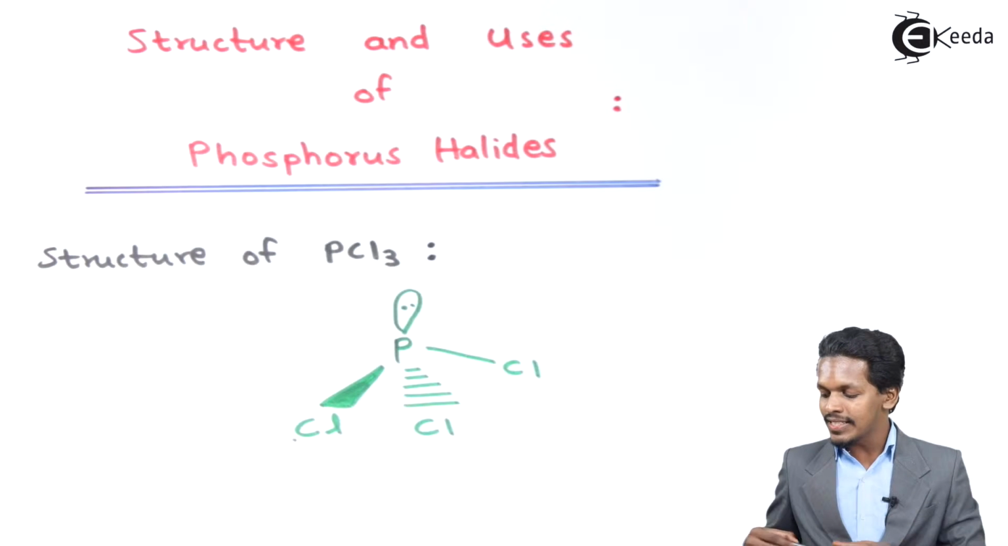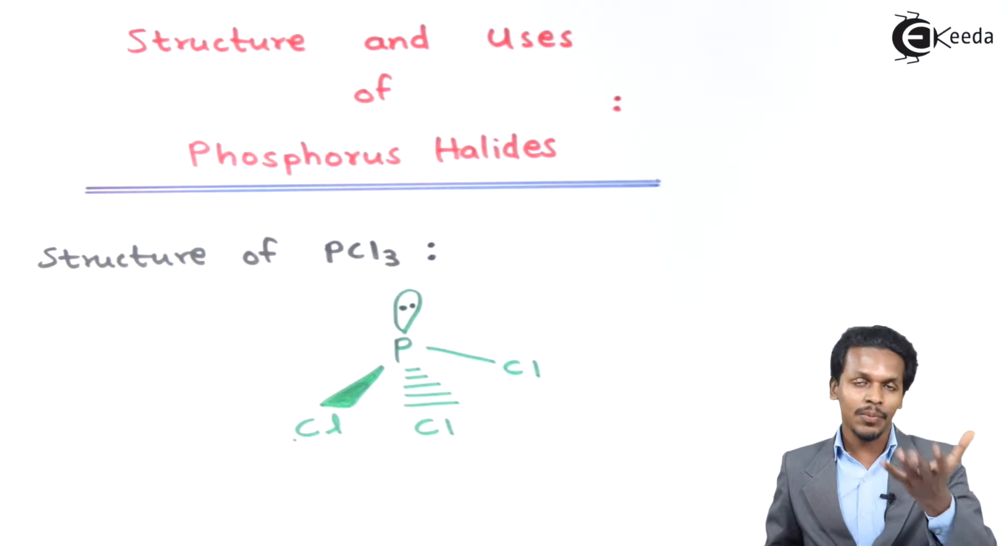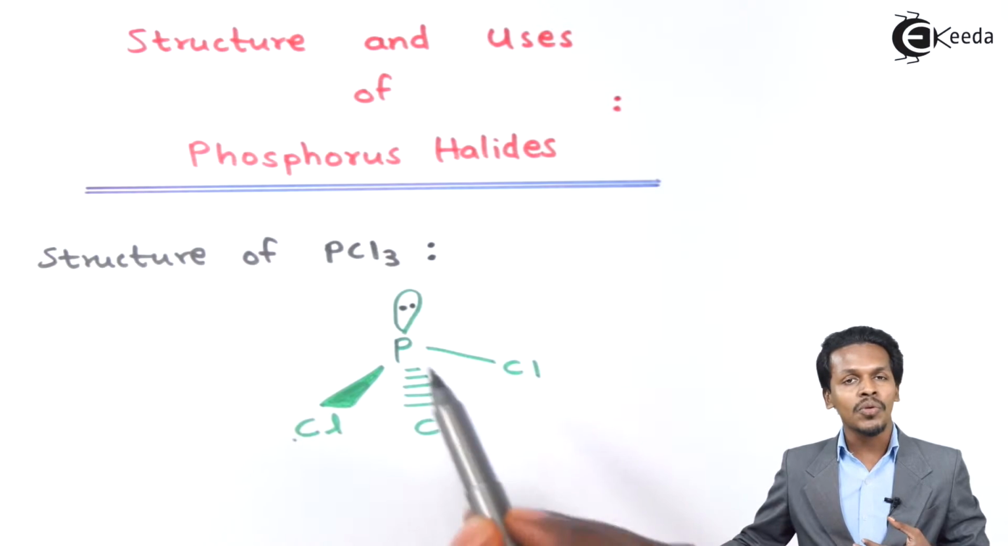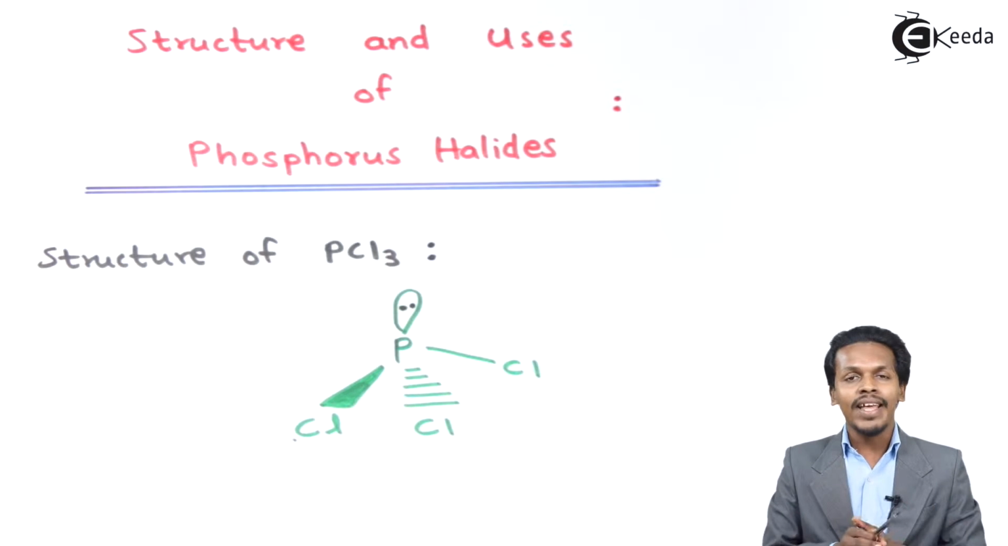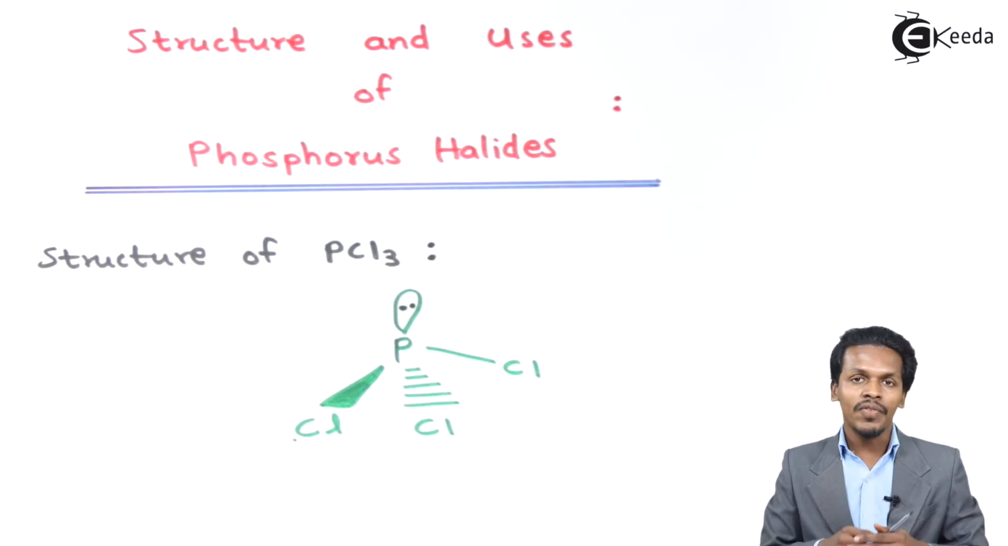Here we can find that there is a lone pair of electrons on the phosphorus also, just like that of the nitrogen. If we consider the example of ammonia, in that case also the structure is almost the same. So this is the structure of PCl3, and the bond angles are also nearby, that is 109 degrees 28 minutes, just like that of ammonia.